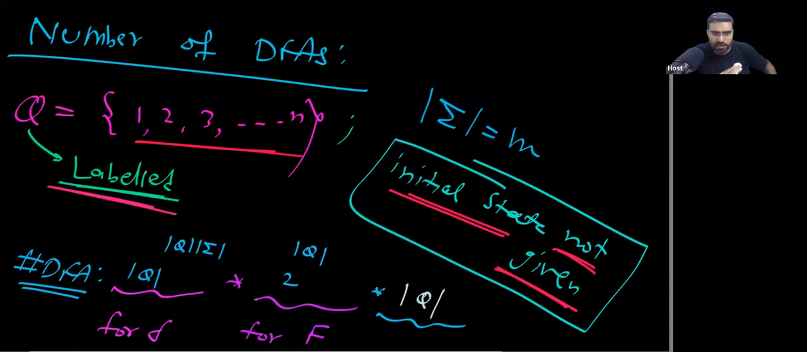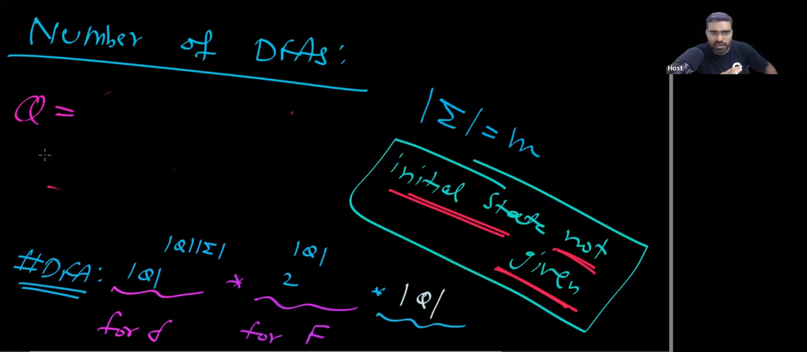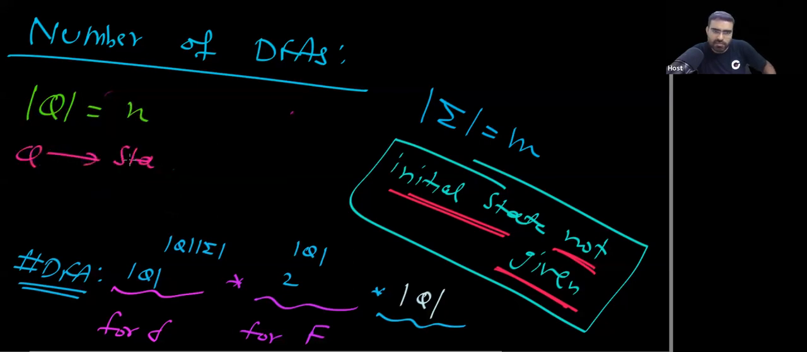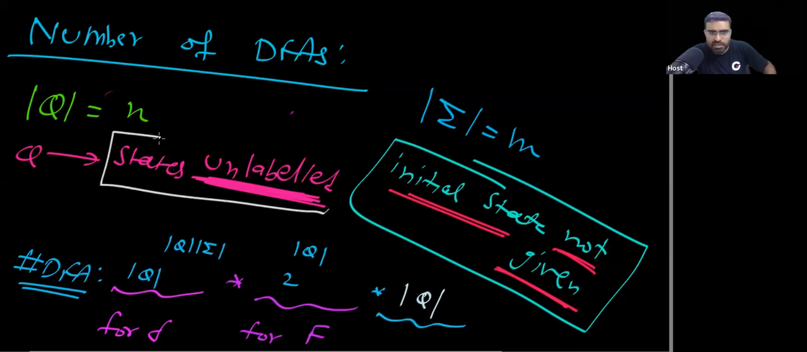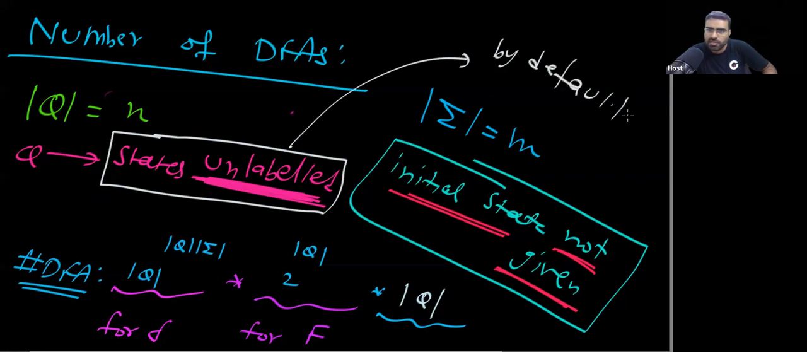Now, if the states are unlabeled, and by default, in a DFA, states are unlabeled. Let's assume the number of states is N and that states are unlabeled. This is by default. Is this point clear?